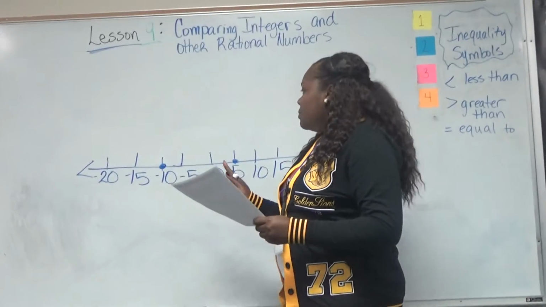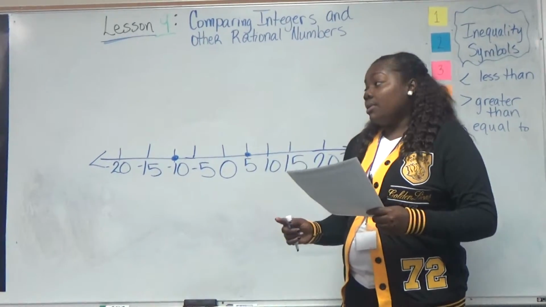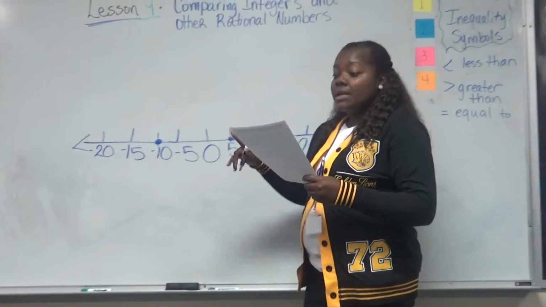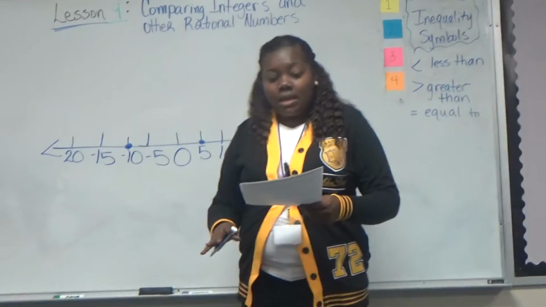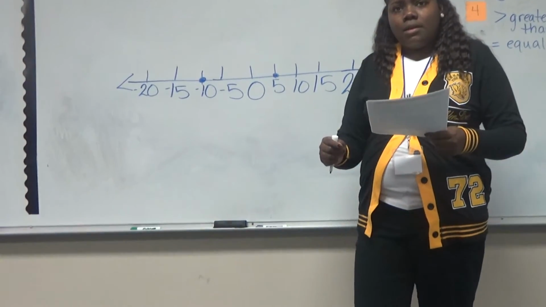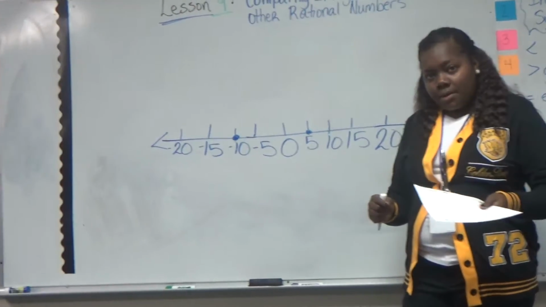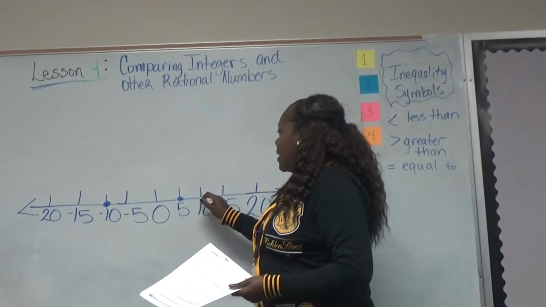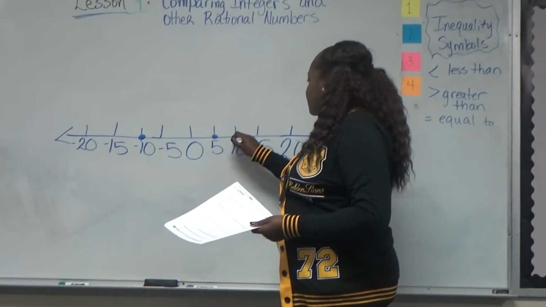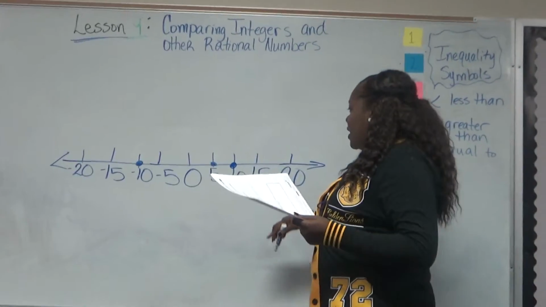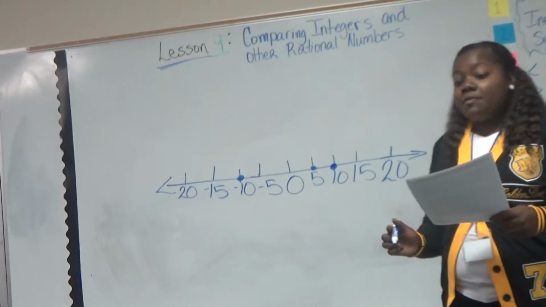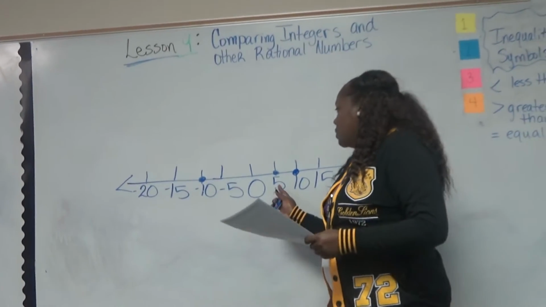So we have two numbers that are already listed on our number line. We have -10 and a +5. So we need to find the opposite of -10. The opposite of -10 would be +10. So I'm going to put a dot on my +10. And then I also need to put a dot on -5, because that's the opposite of +5.